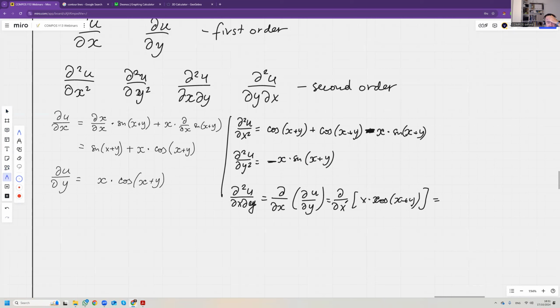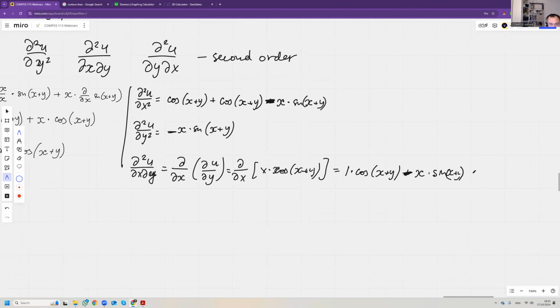Now, I differentiate this with respect to x. This is going to be 1 multiplied by cos(x + y) plus x multiplied by the derivative of cosine, so minus sin(x + y). So that's cos(x + y) minus x sin(x + y).